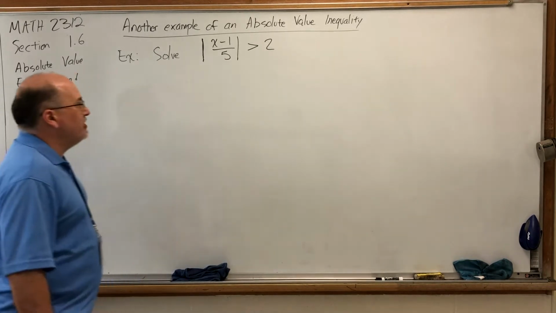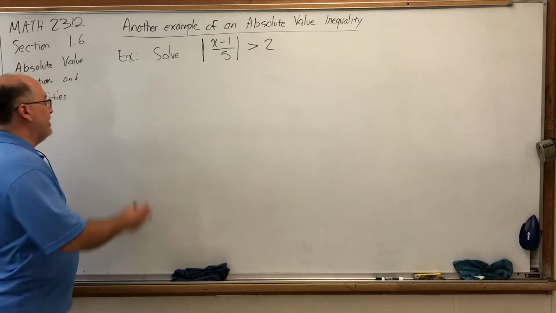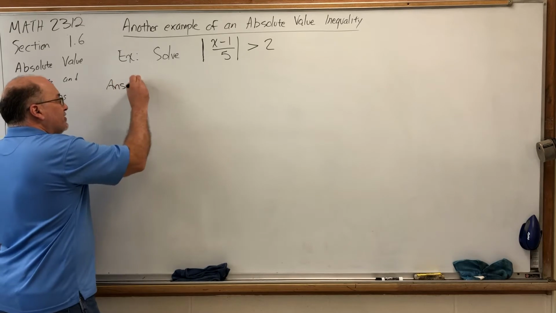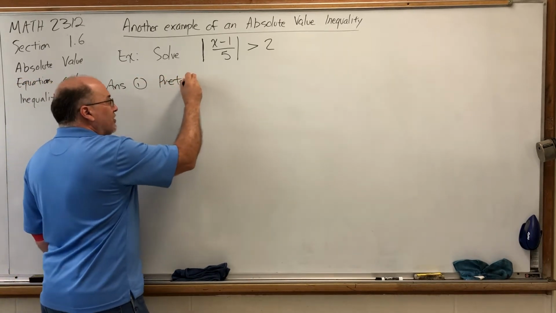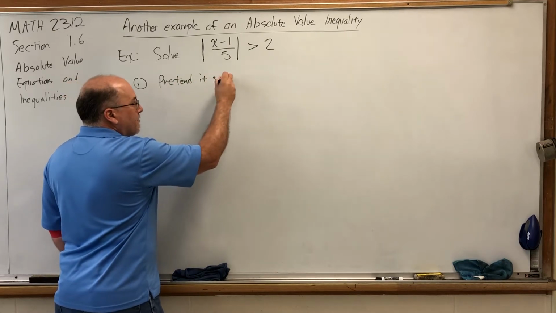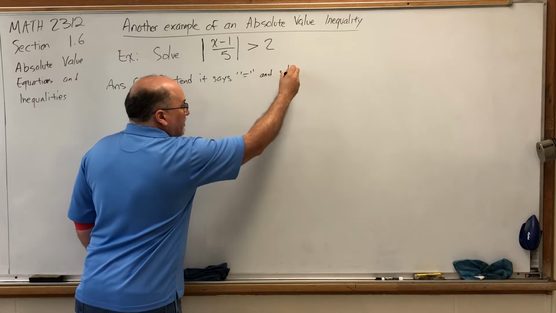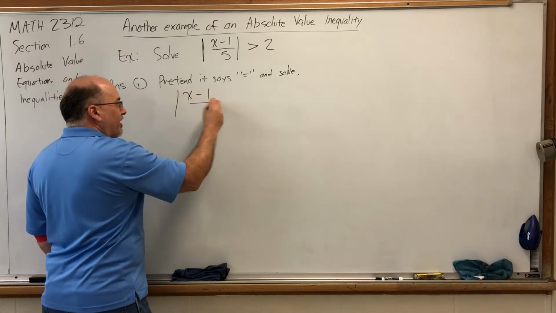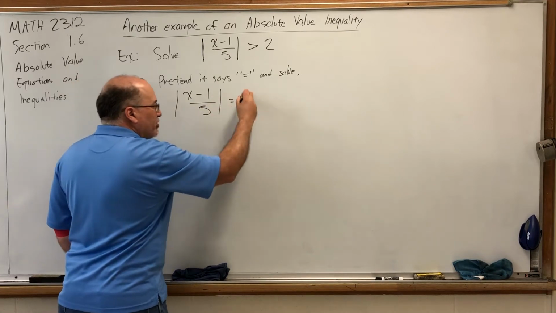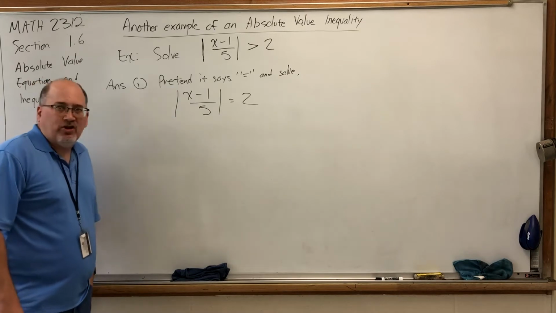But let's focus on that general approach, that universal approach to solving pretty much any inequality. The first move in that was to pretend it says equals and solve. Now, how easy or difficult this move is depends upon the type of inequality and hence the type of equation you have. And in this case, we have an absolute value equation, which we've discussed quite a bit.